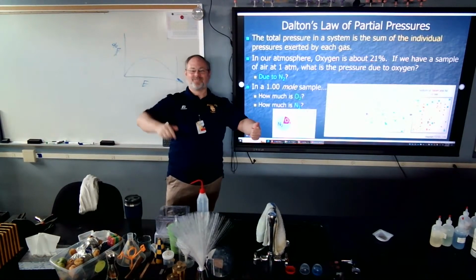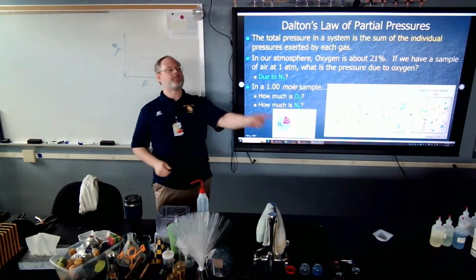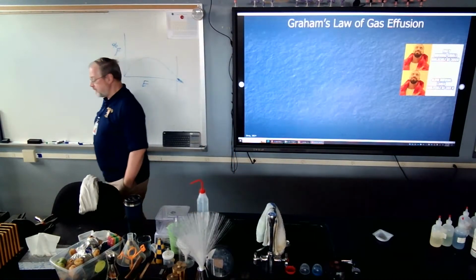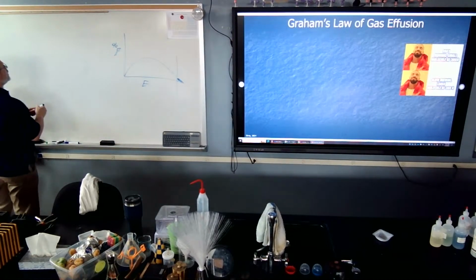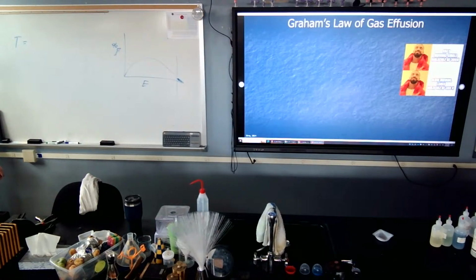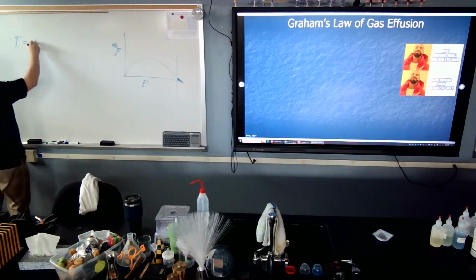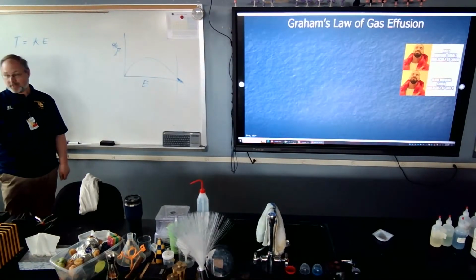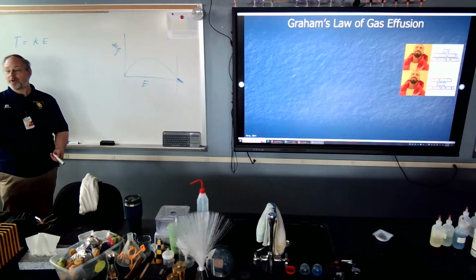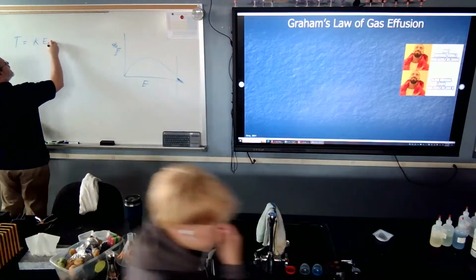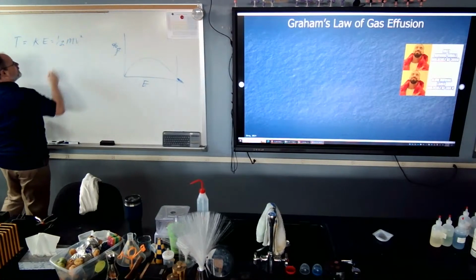Now we're going to draw a big bow and come right back to where we started and talk about kinetic energy. If you remember, we said temperature is a measure of what? Average kinetic energy. So temperature is a measure of average kinetic energy of particles. It's not heat, it's movement. When you stick a thermometer in your mouth, you're really measuring how fast the molecules are slamming into the thermometer. Kinetic energy is equal to 1/2 mv squared.